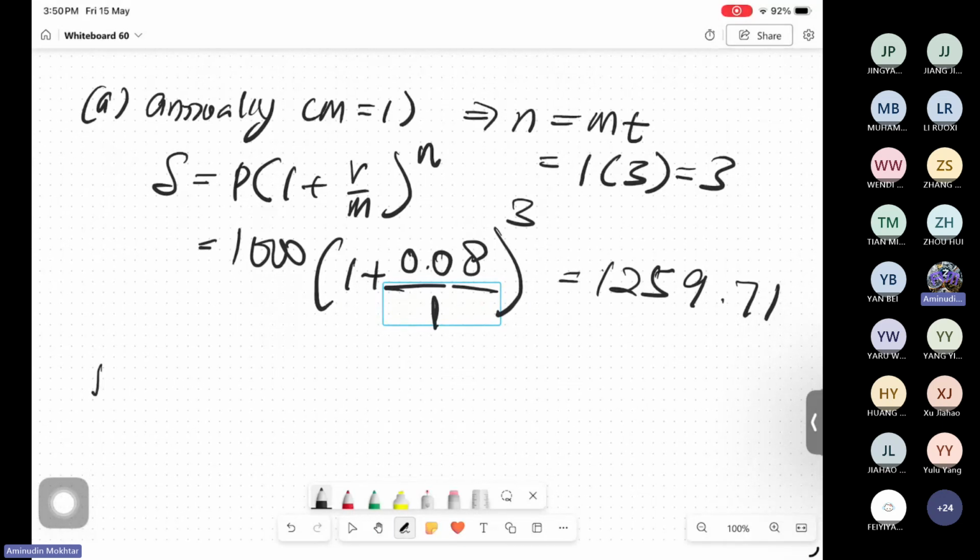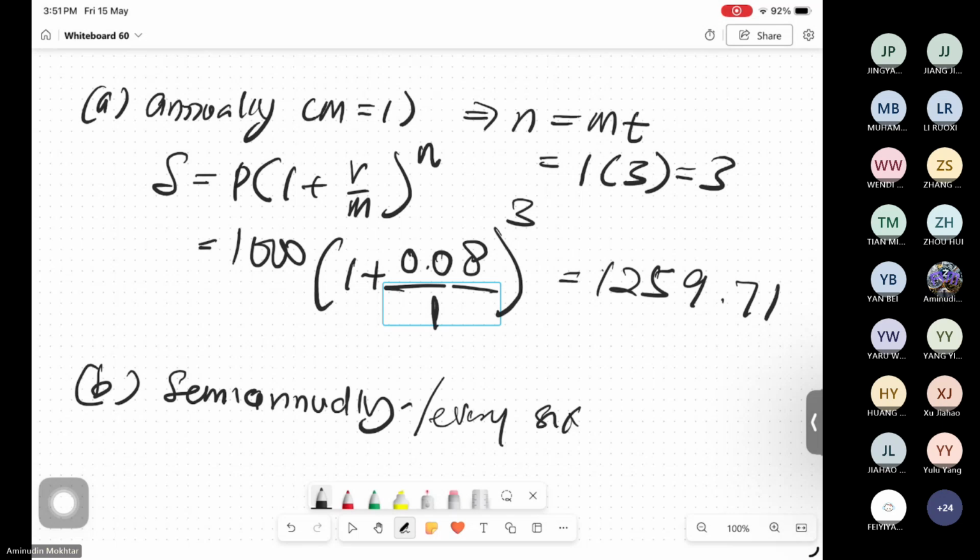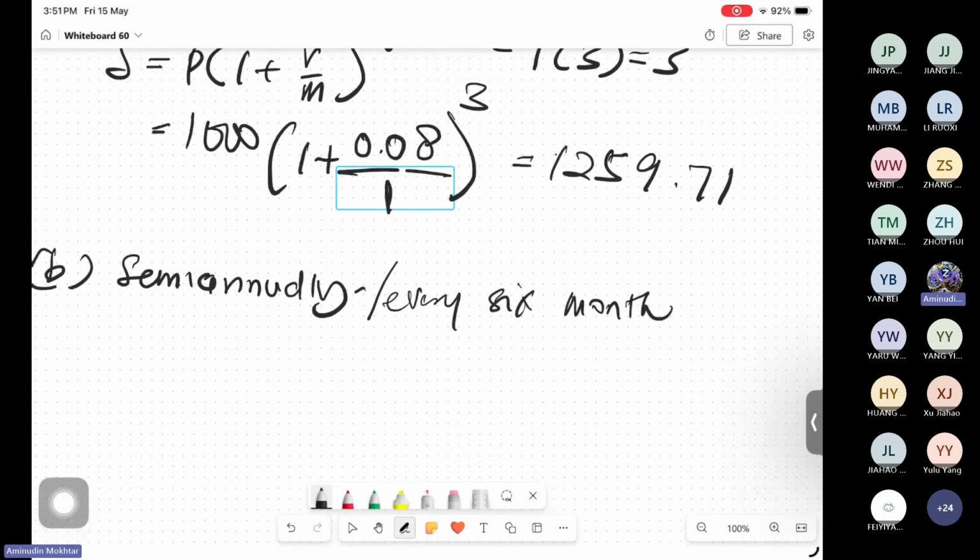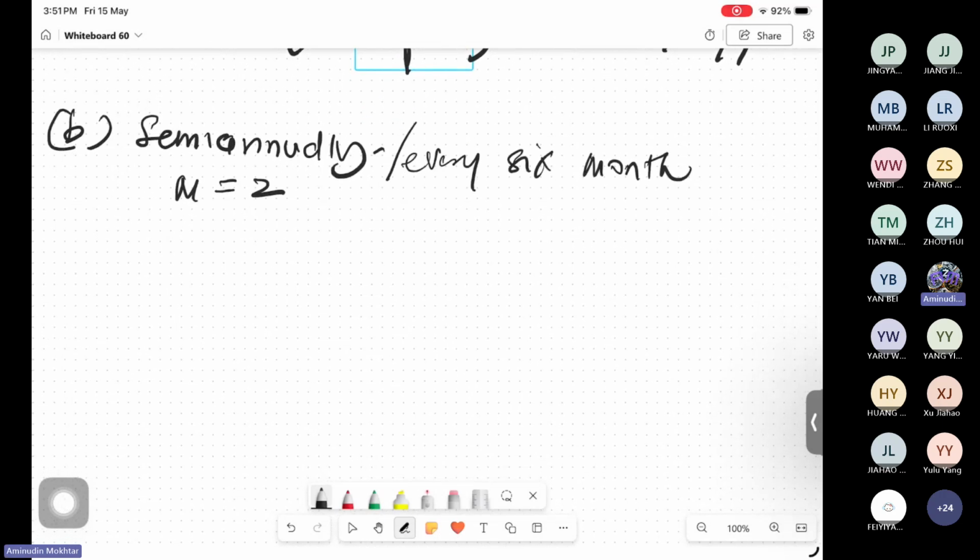The value for M. Now let's say for semi-annually. Semi-annually means that the interest rate is calculated twice a year, or every 6 months. So in this case, M equal 2. So what happened? How about the future value?